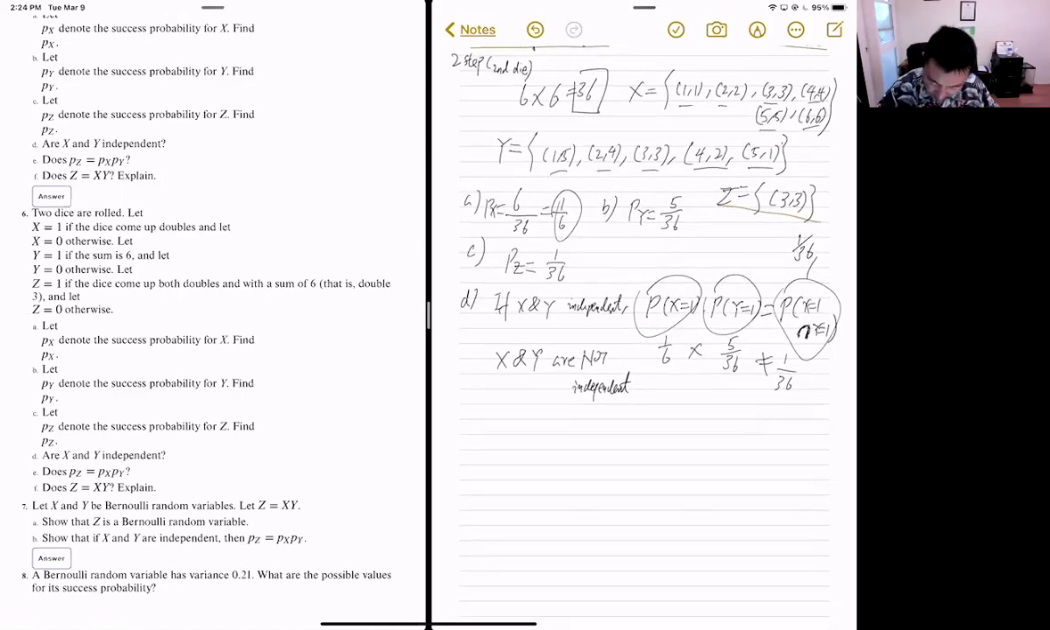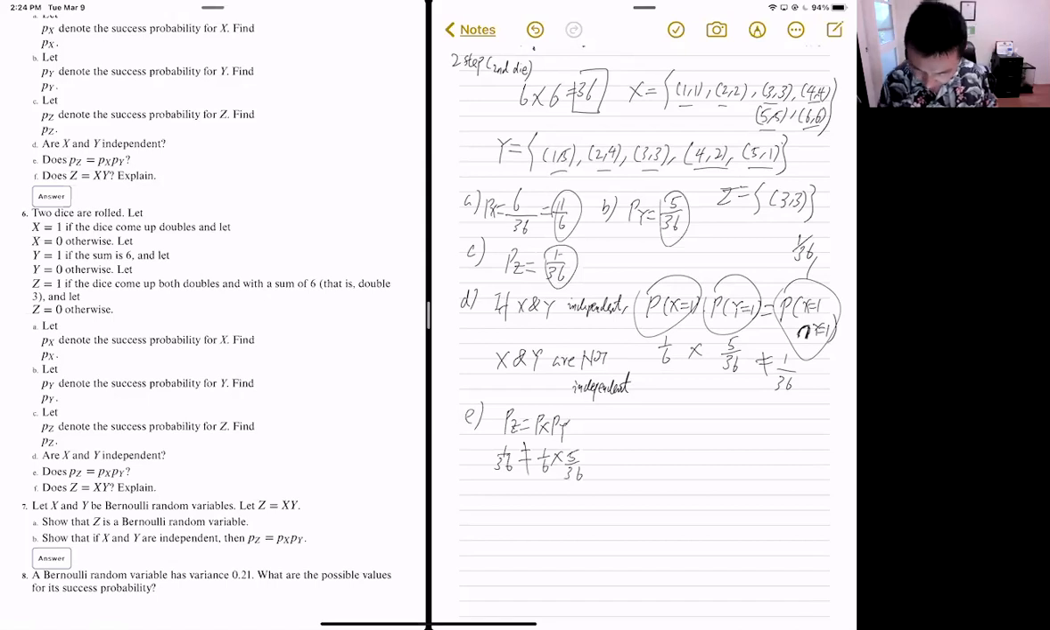E is similar to D. E checks if Pz is equal to Px times Py. For Pz, it is 1 over 36. Px is 1 over 6. Py is 5 over 36. So Pz is not equal to Px times Py. So the answer is no.